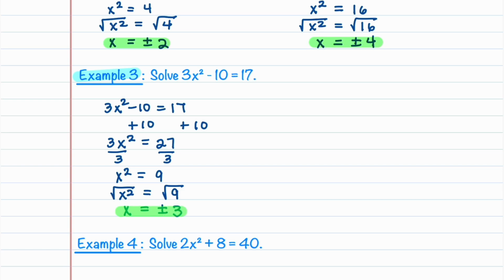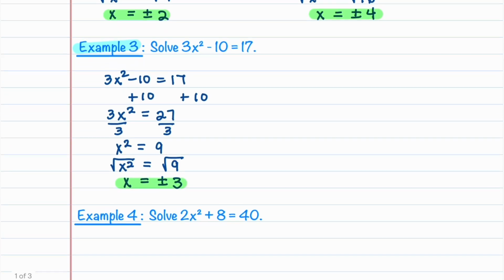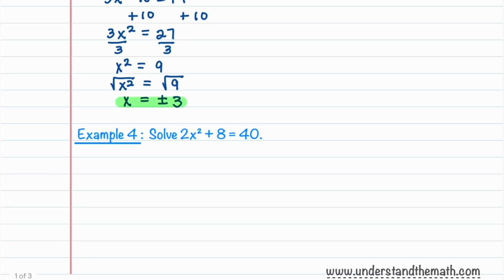And that's our answer. I included one more example just so that you could pause the video and see if you can do this one on your own. I bet you can. I'm going to write down our problem. We have 2x squared plus 8 is equal to 40. And then we're going to subtract 8 from both sides. And we get 2x squared is equal to 32.